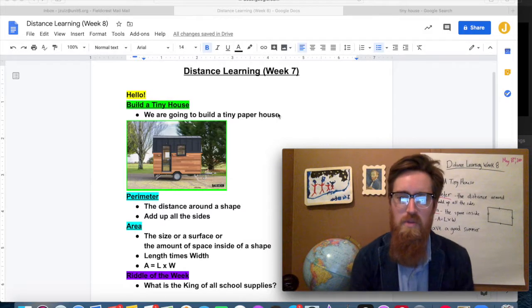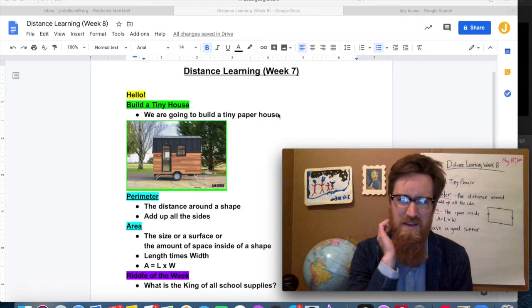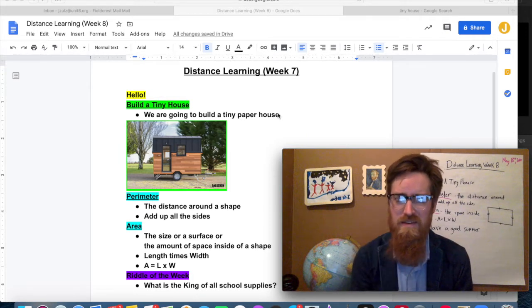All right, I hope you all have fun building your tiny house. If you have any questions about finding the perimeter and area of your quadrilaterals or any shape, just feel free to email me and I'll get right back to you.